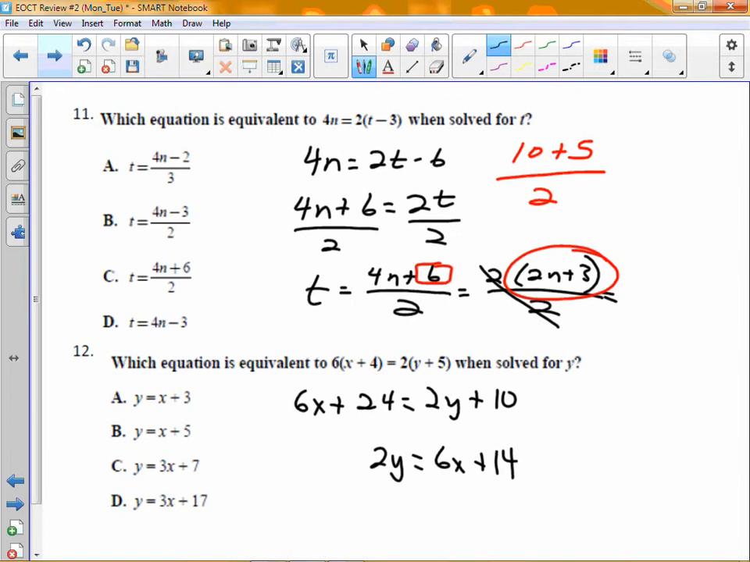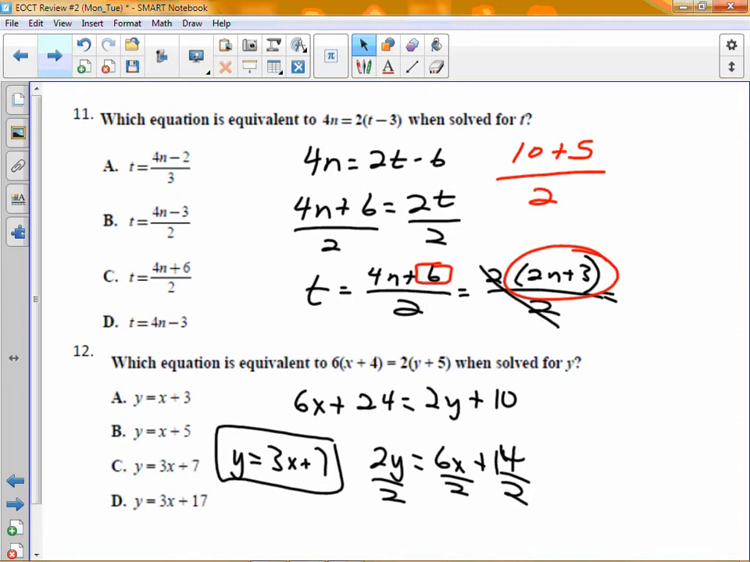Notice I kind of moved it. I kind of swapped everything on the sides right there. 6x plus 14 equals 2y. I just took the 2y and put it on the other side so that when I finished, I would end up with an equation that was in slope-intercept form. What's the next step? So y equals 3x plus 7.